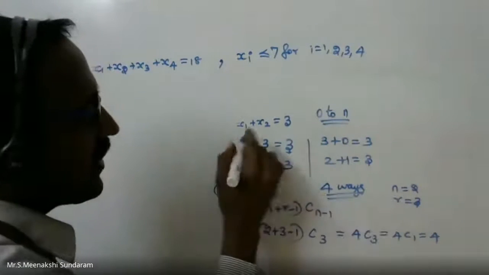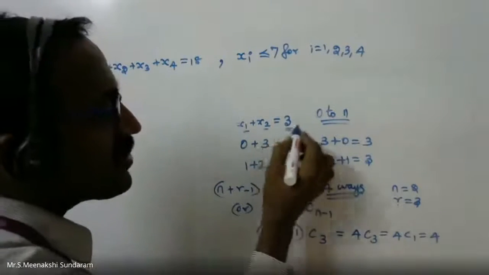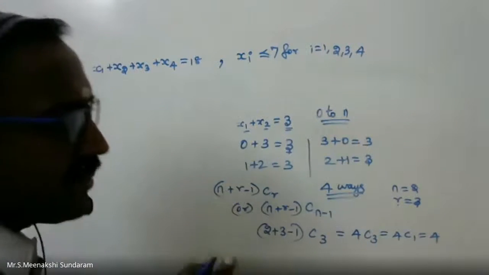N is indicating the number of variables. R is indicating your total. Anybody got a doubt, ma?